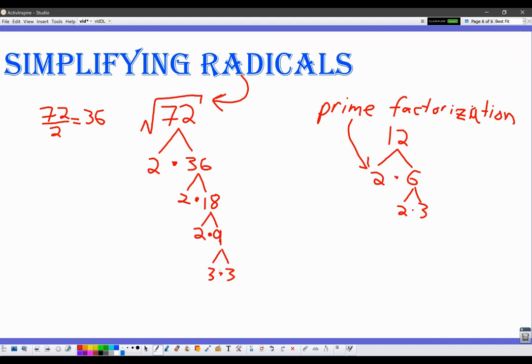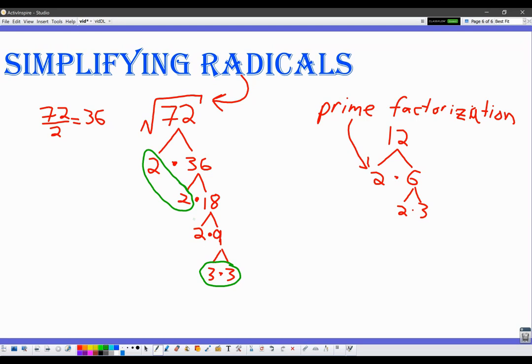Well, this is what we're going to do next. We need to identify pairs of numbers, so the pair of prime numbers that we see. So for example, a pair of 2's are here, and I'm going to circle those. I look for another pair of 2's and I don't have it. But I do have a pair of 3's here at the very bottom. I'm going to circle those. And so what happens is I have a pair of 2's and I have a pair of 3's and I have a 2 by itself.